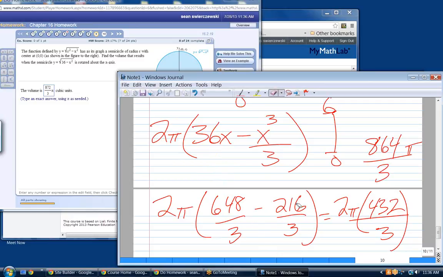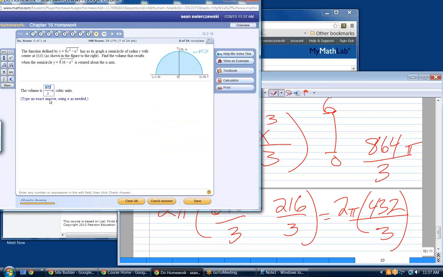Okay, so then it should be minus 6 cubed, which is 216 over 3. And that subtraction gives us 432, multiplied by 2 gives us 864 over 3 pi instead of 872. This was exactly 8 bigger than it should have been because I made a mistake by 2 when I did my multiplication. So this is going to be correct. It just needs to be changed to this.